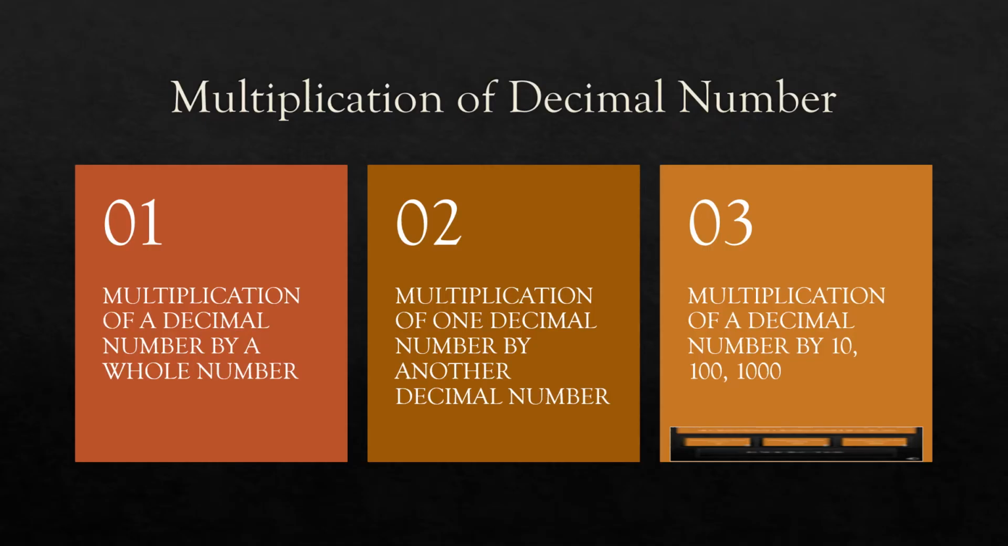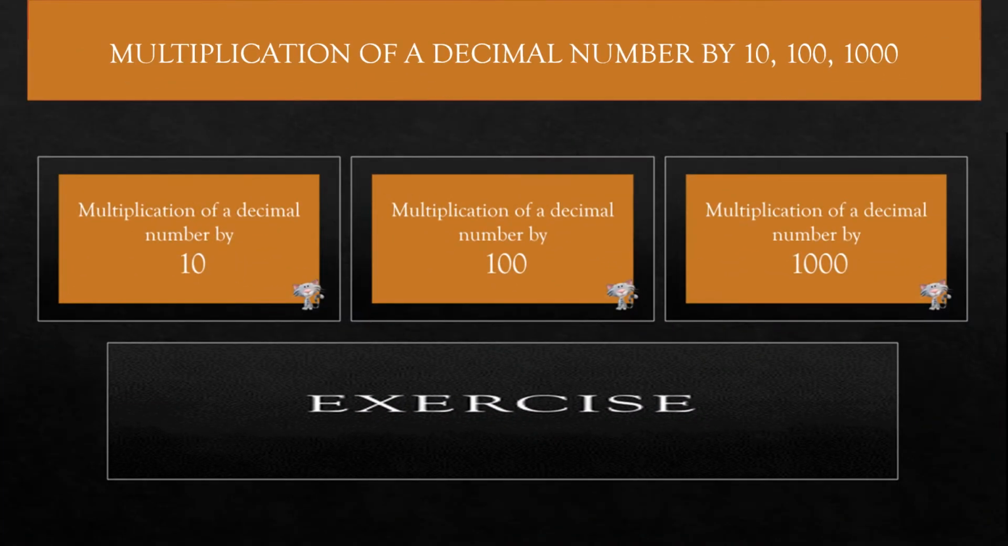Today we are going to continue Chapter 7, Multiplication and Division of Decimal Numbers. In this chapter, our topic is multiplication of a decimal number by 10, 100 and 1000. One thing I want to mention before we start is that in order to multiply a decimal number by 10, 100 or 1000, we just shift the decimal point in the product to the right by as many places as there are zeros in the multiplier. Let's begin.